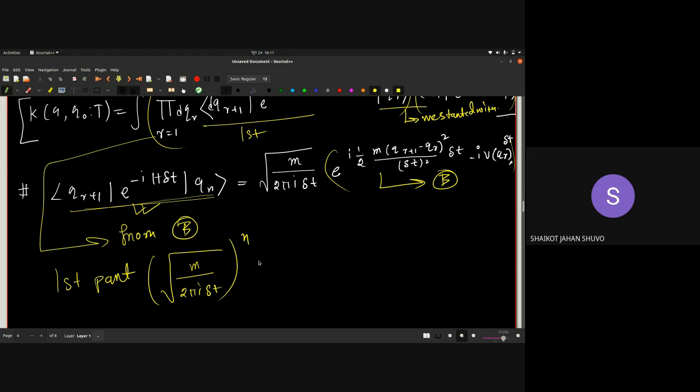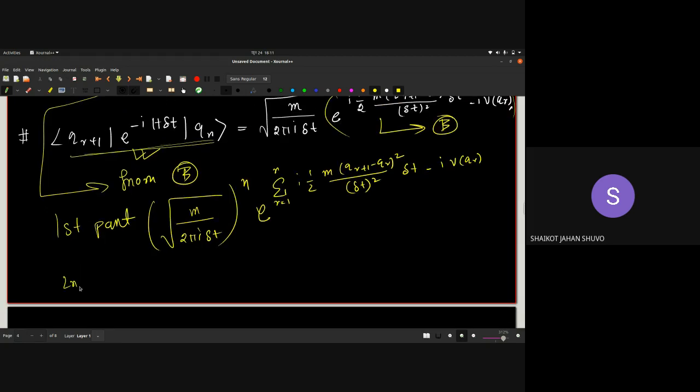what I can do right now is write it as e to the power sum over r equals 1 to n of i 1/2 m times q of r plus 1 minus q of r over delta t, whole squared, delta t, minus i v of q of r.